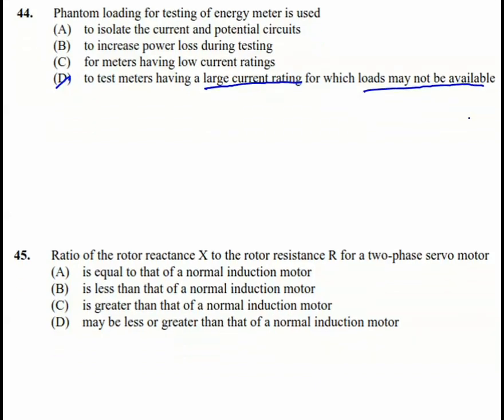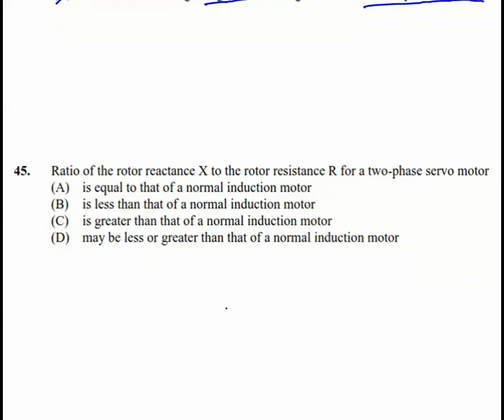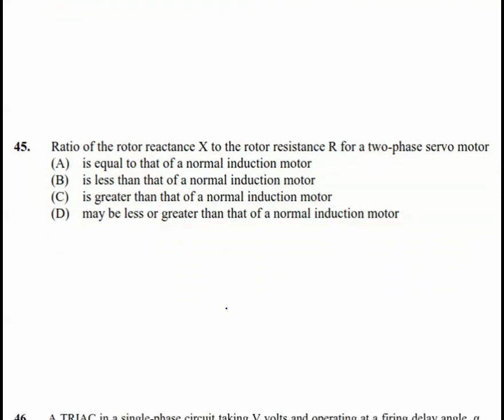And the next question, the 45th question. The ratio of rotor reactance X to the rotor resistance for a two-phase servo motor is less than that of normal induction motors. That is, the X by R ratio of a two-phase servo motor is less than the X by R ratio of a three-phase induction motor. This is the solution.